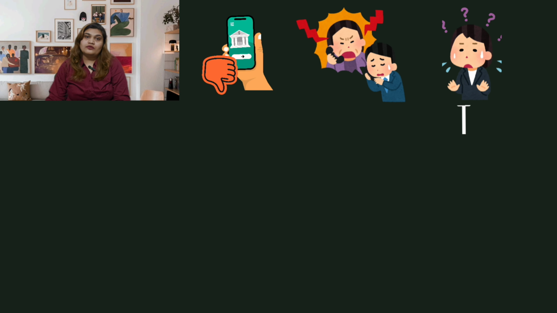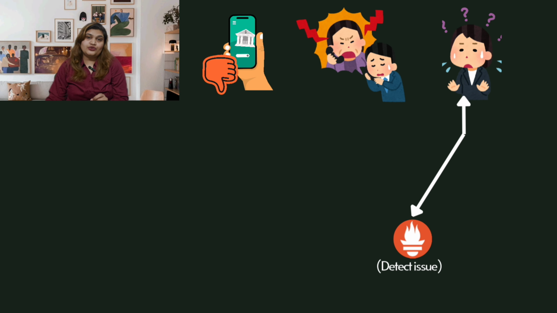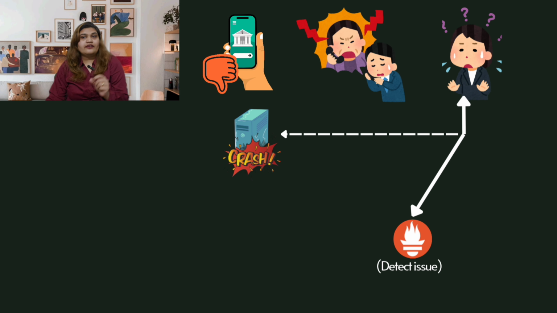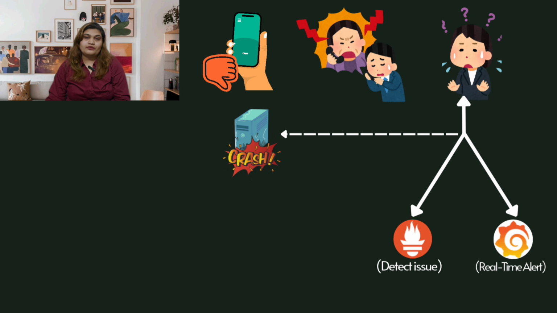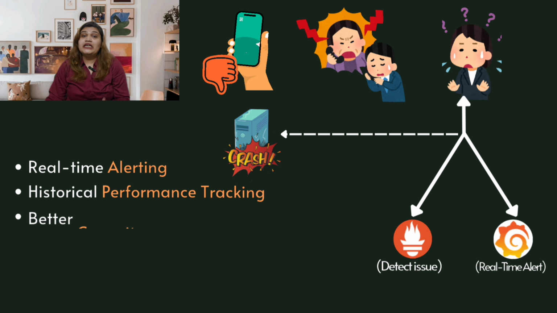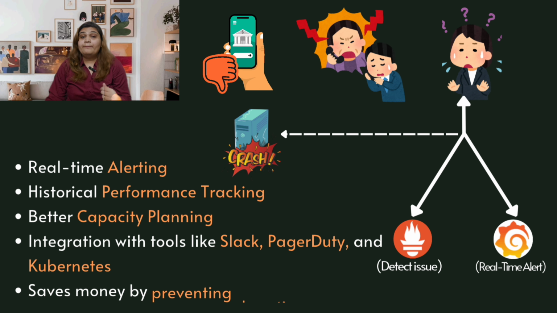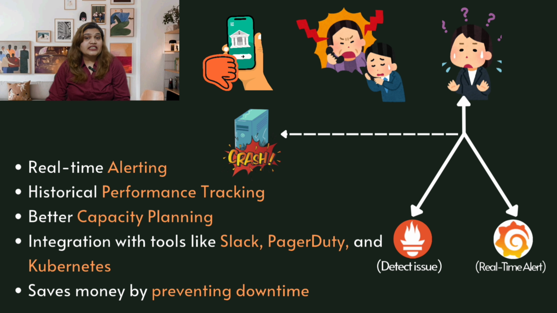Imagine this, your app is down, customers are complaining, and you have no idea what's wrong. Prometheus can detect the issue, say CPU is spiking, and Grafana can alert you in real time. You solve the problem before it becomes a disaster. Some real benefits: real-time alerting, historical performance tracking, better capacity planning, integration with tools like Slack, PagerDuty, and Kubernetes, saves money by preventing downtime.